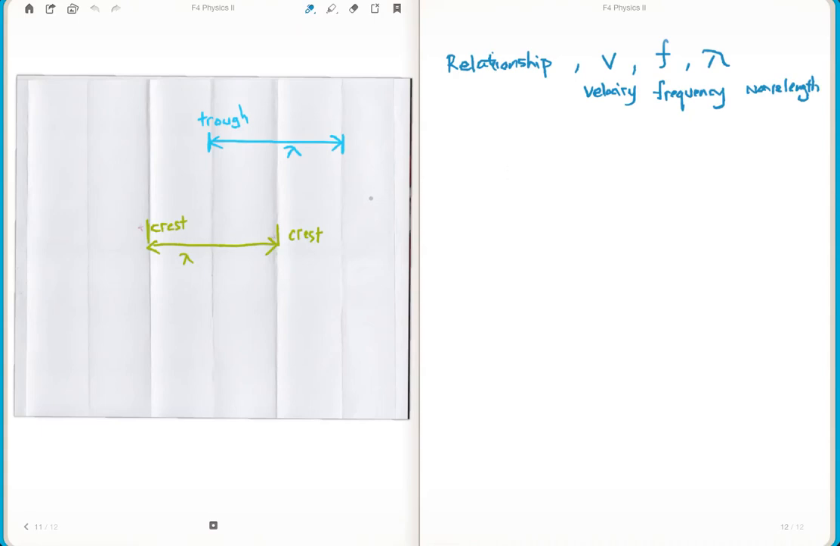Now in this video, a continuation from my previous video where I talked about frequency and introduced the wavefront, the crest and the trough, I'm going to talk about the relationship between the velocity, the frequency, and the wavelength. I would like to stress again that you are supposed to have gone to your reference text about what frequency is and what a wave is, right? In this part of the video, I'm going to demonstrate their relationship, okay?